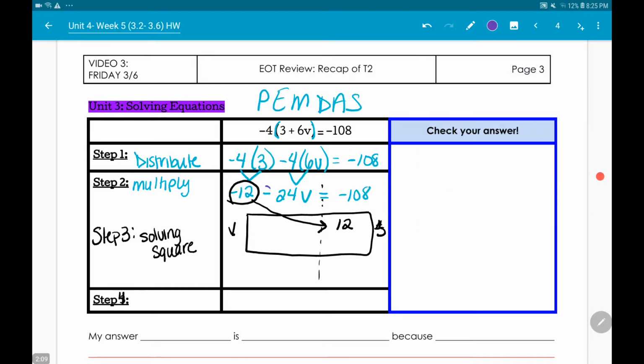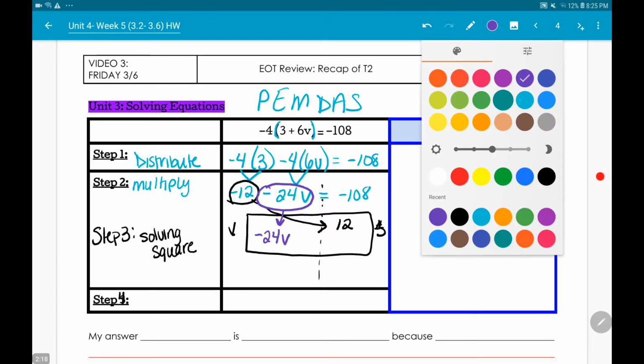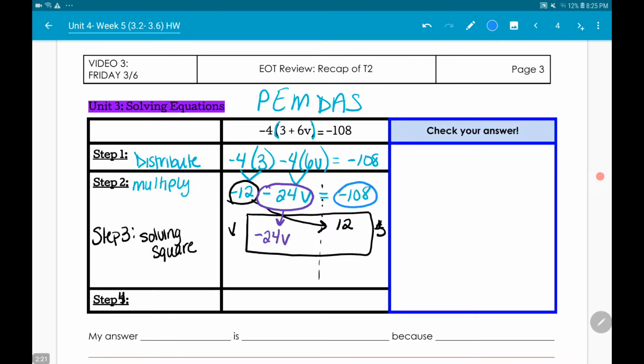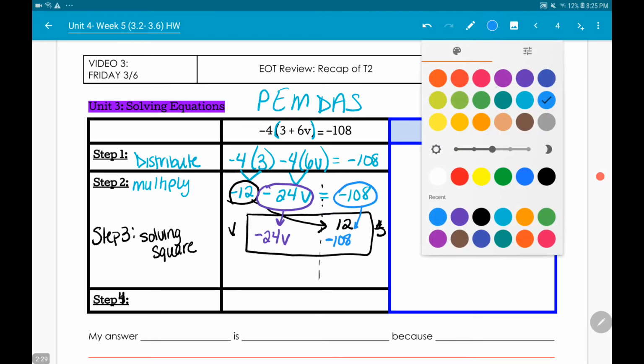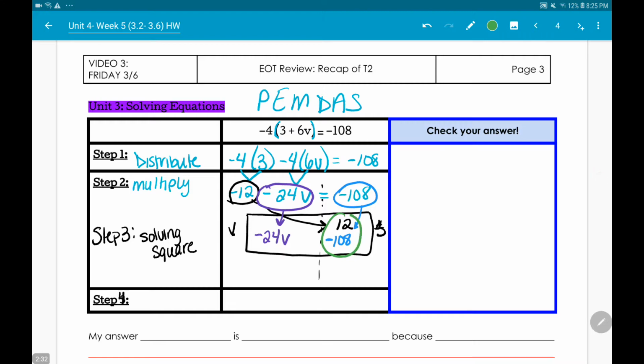Then we have negative 24v right here. It's on the variable side, so it's all good to go just the way it is. And then I also have the negative 108, which is also on the correct side. So it could just come down as negative 108. Now the next step in your solving square is to combine like terms. Negative 24v comes down just like that because there's nothing to combine it with. I bring my equal sign over and then I combine like terms. Okay, and you get negative 96 on this side.